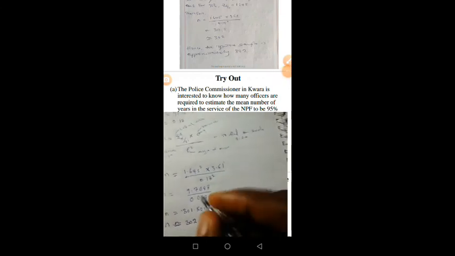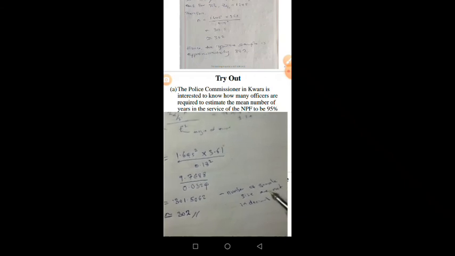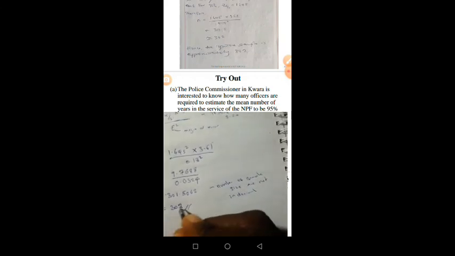You can see now that we have the same thing as the PDF. The answer is 302. You understand? So that's the answer we've got. Our sample size is now 302.